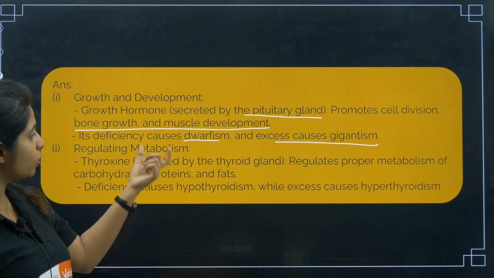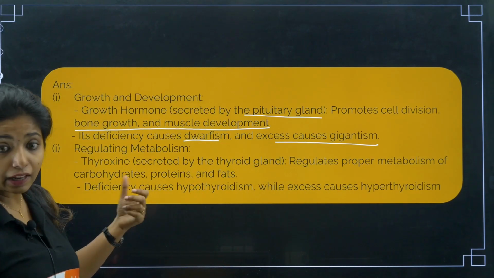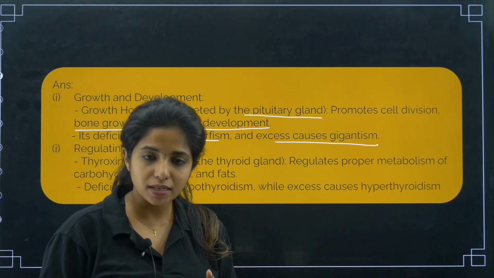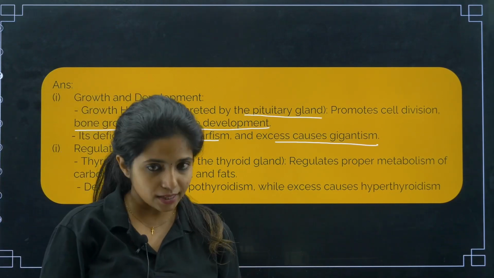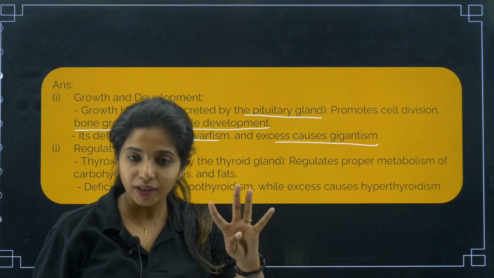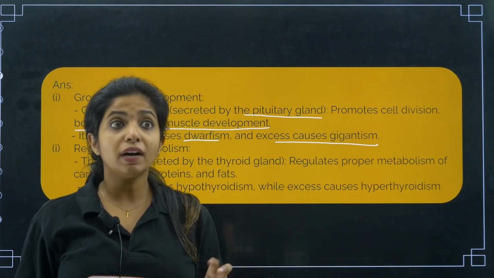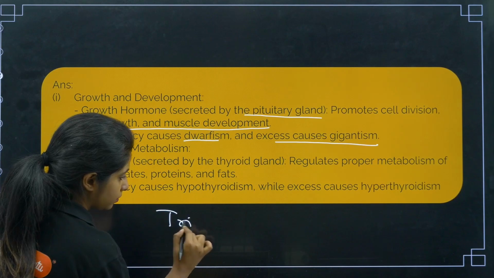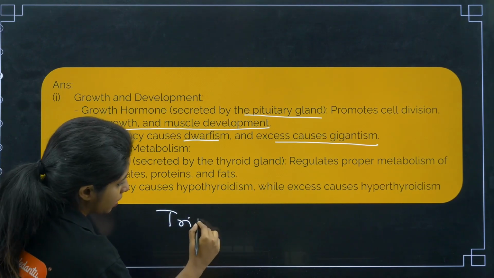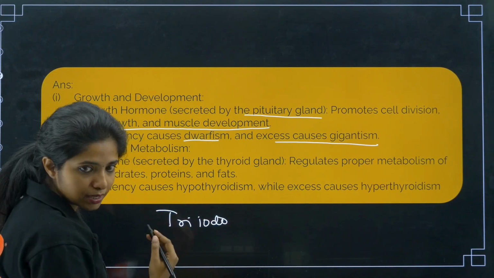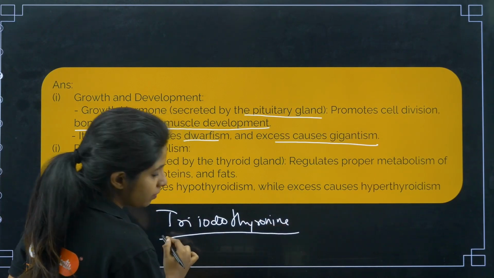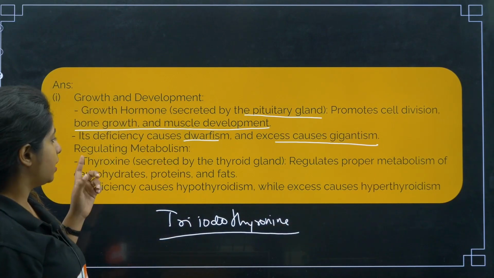Now, regulating metabolism, who is the one? Thyroxine. Thyroxine, as I said, is a thyroid hormone. There are two thyroid hormones, actually there are three, but okay. Thyroxine has 4 iodine atoms, and you have triiodothyronine. What is it? Tri, 3. Iodo, that means iodine is there. Thyronine. Triiodothyronine, T3 we call it, and this is T4.